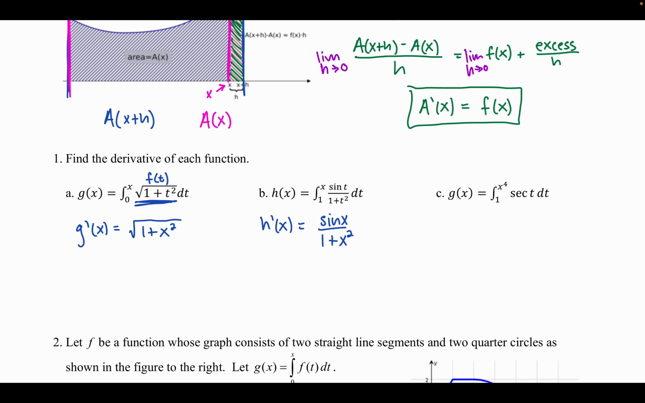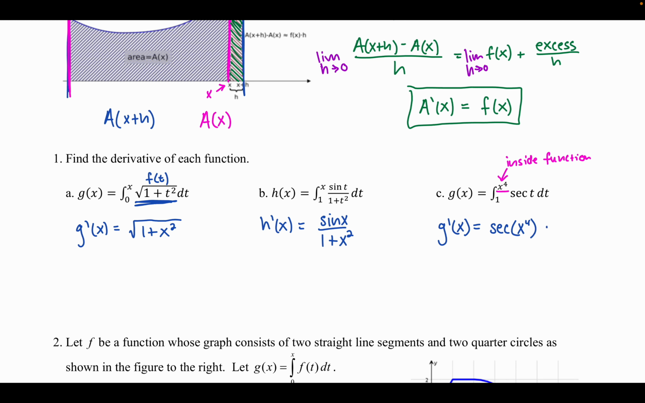Letter C is a little bit different. What makes this one different is that instead of the upper bound being x, it's actually x to the 4th. So what's going on here is that we actually have a function inside a function. So this is our inside function. And then the outside function is the whole integral. So actually, when your upper bound is not just x, you have to use the chain rule. So we're going to do g prime of x, we're going to plug that upper bound into secant of t. So it's just going to be secant of x to the 4th.